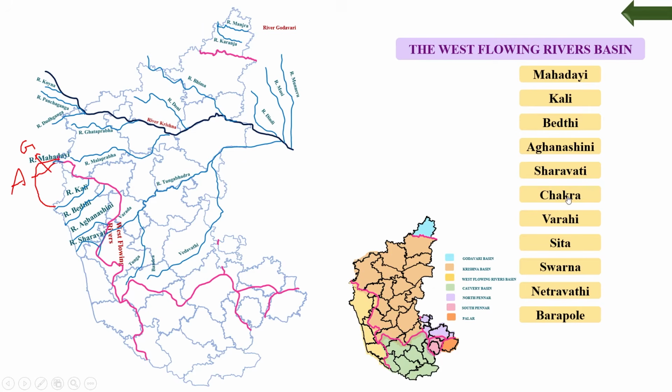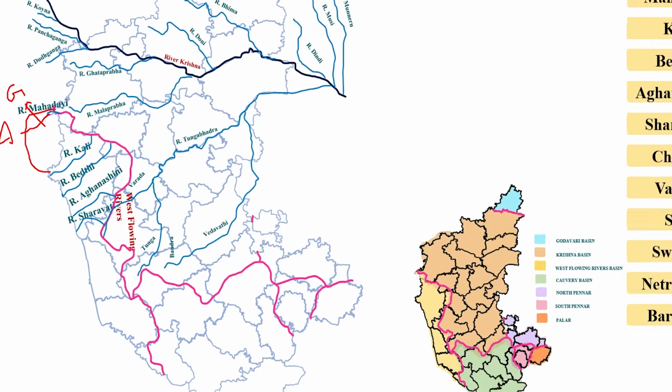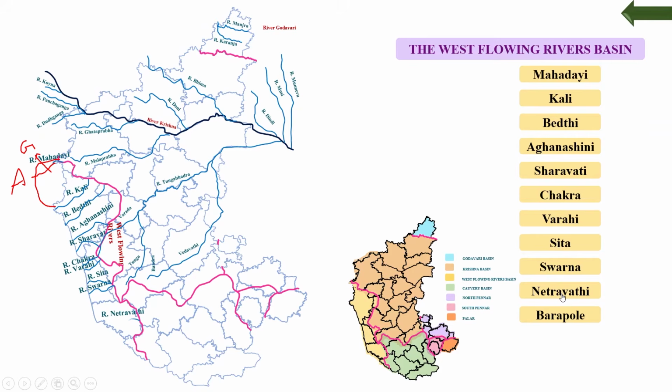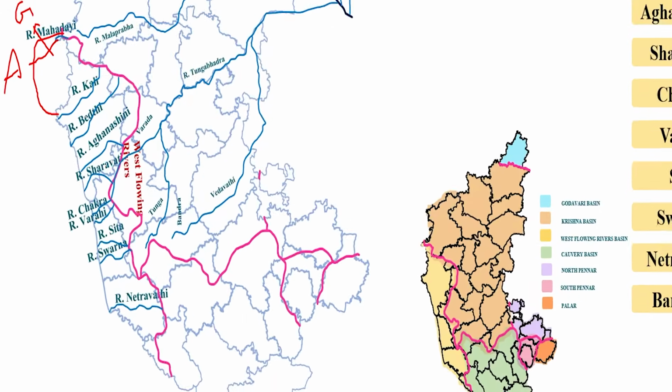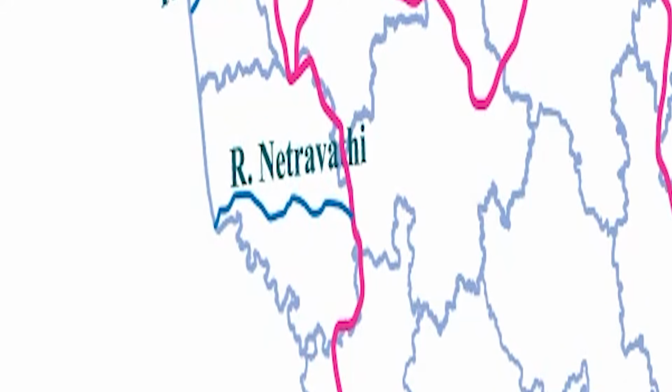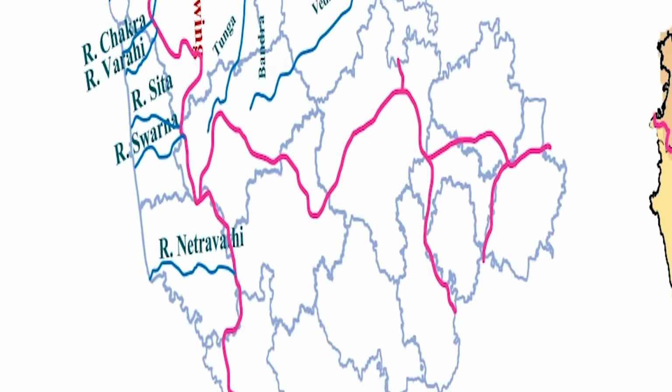The important rivers in the district of Udupi are Chakra, the first one, followed by Varahi, Sita, and Swarna. These are the four important rivers in the district of Udupi. In the Dakshin Kannada district, we have a very important river, Netravati, draining very close to the city of Mangalore into Arabian Sea. Netravati river.